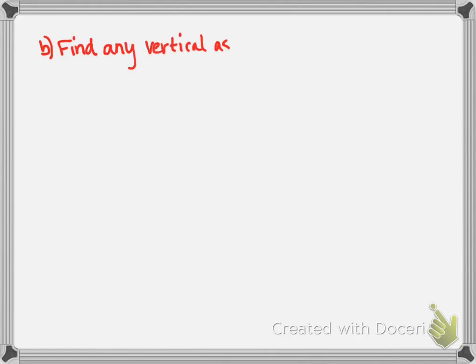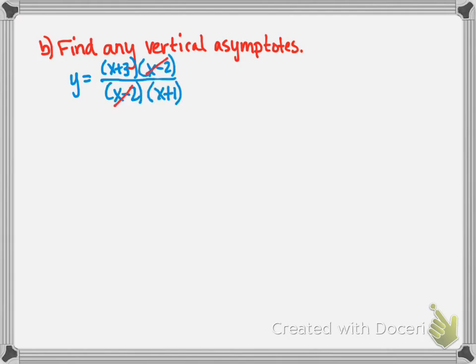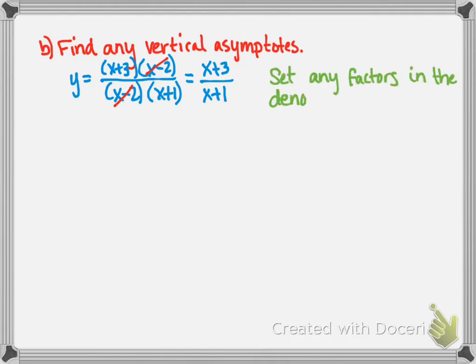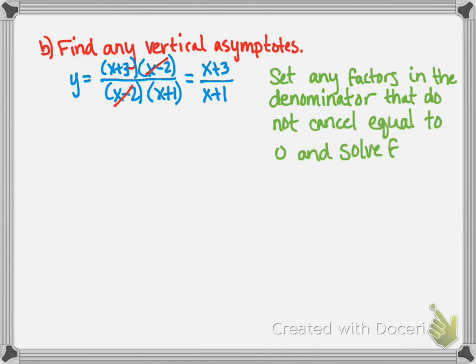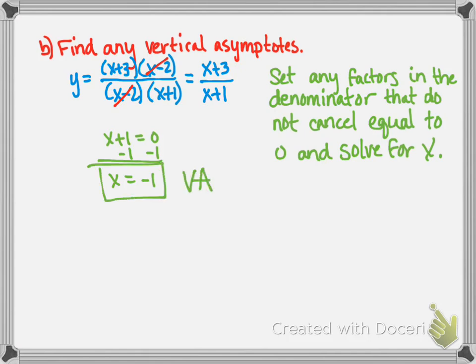Okay, next, let's find any vertical asymptotes. Remember, this is our starting function. And if we cancel factors, we're left with y equals x plus 3 over x plus 1. Let's look at the factor in the denominator that did not cancel. So let's take our x plus 1 and set it equal to 0 and solve for x. x plus 1 equals 0, subtract 1s, x equals negative 1. We have a vertical asymptote at x equals negative 1.